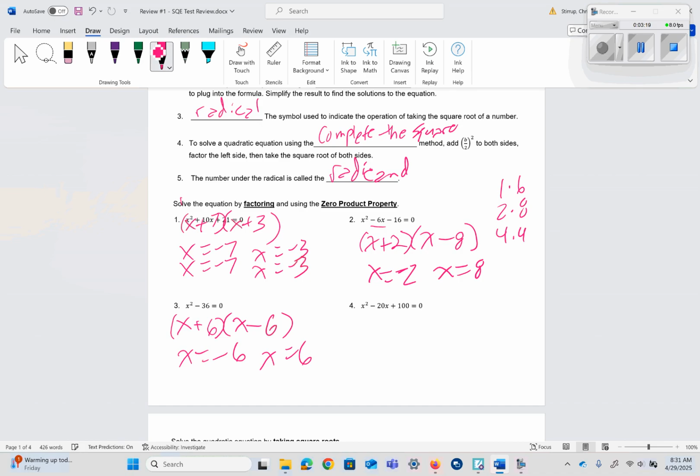This one, what two numbers multiply to give me 100 and add to give me -20? So both signs have to be negative. Factors of 100 are 1 and 100, 2 and 50, 4 and 25, 5 and 20, and 10 and 10. So I think both -10s would add up to -20. So our answers are x equals 10 and x equals 10.